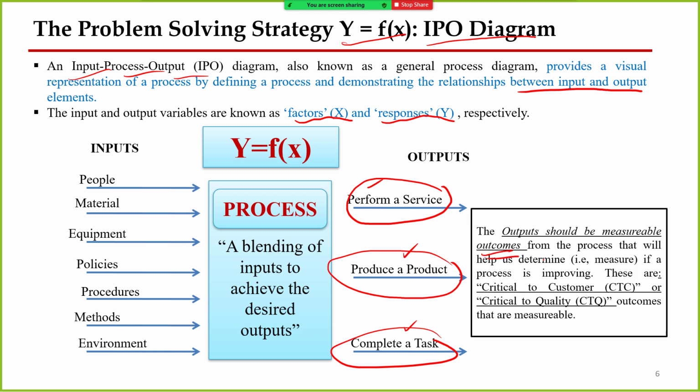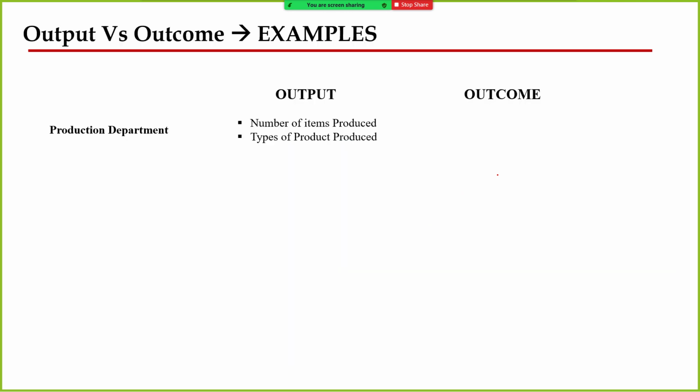Remember that your critical to quality, or critical to customer, should always be the measurable outcome. So whenever we are taking the output, we have to consider the attribute attached to that output, which is known as the critical to quality, or our outcome. Let me give you certain examples.